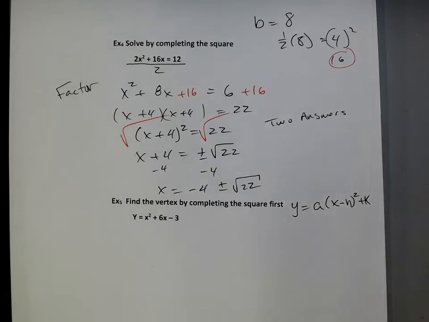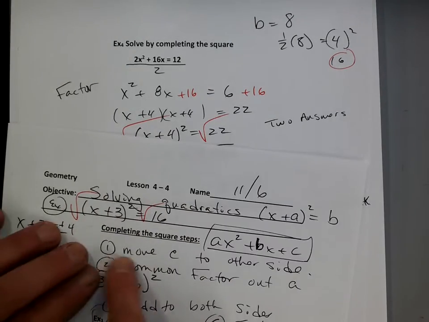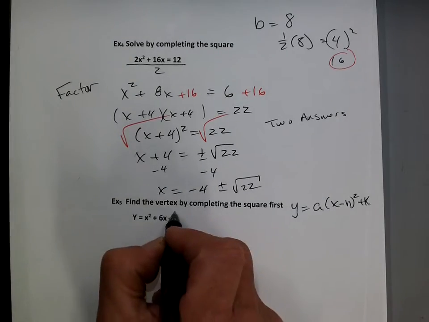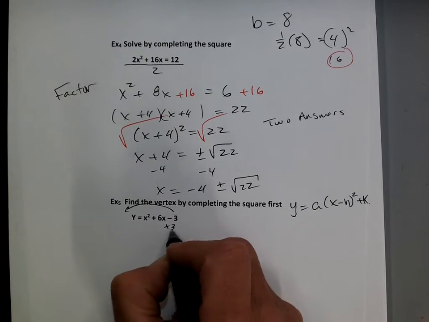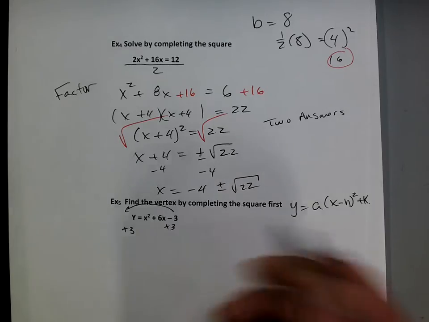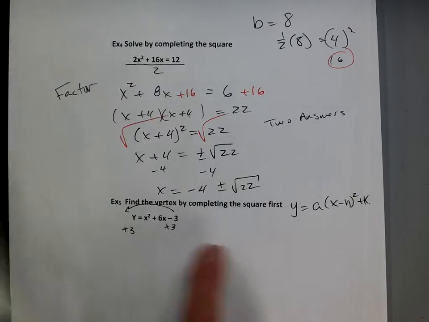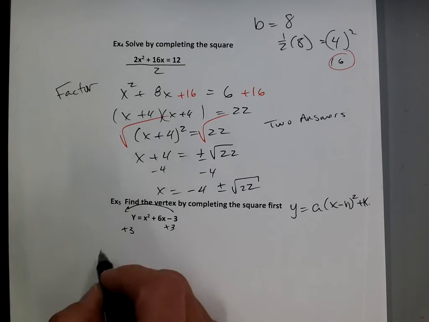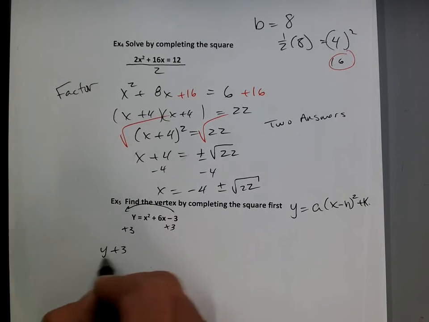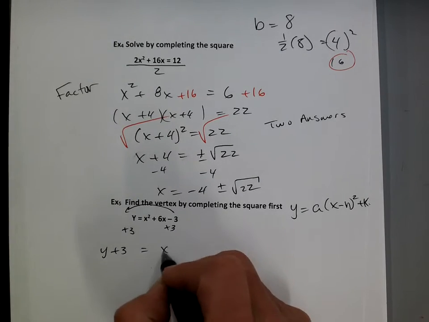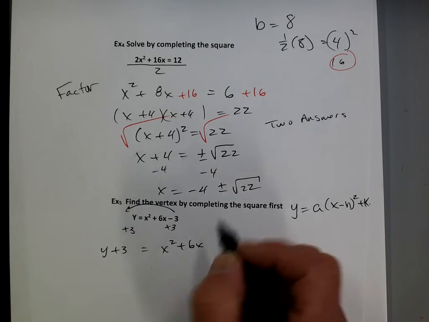Step 1 of my note says move c to the other side. All right, I'm going to take the c and bring it over. So I've got to go plus 3, plus 3. Now y plus 3 is just y plus 3. You can't add those because we don't know what y is. y is some variable, can't add it. What are we left with? x squared plus 6x, okay?